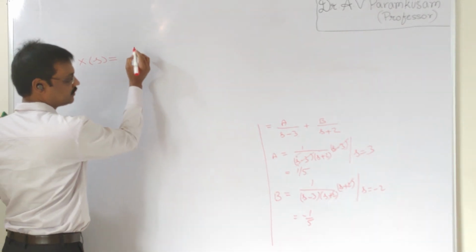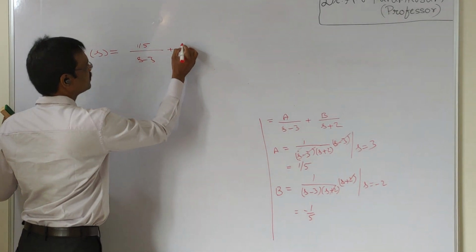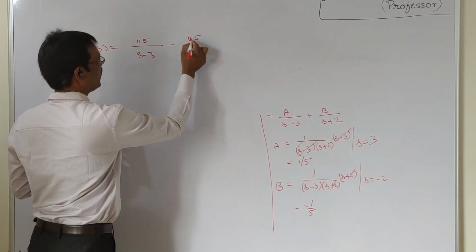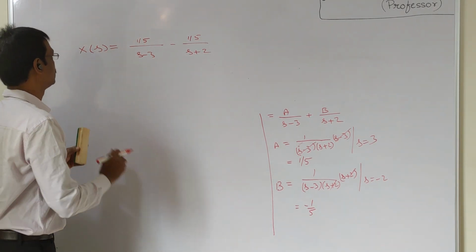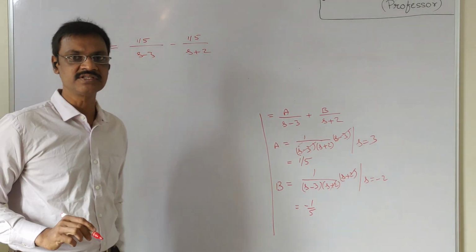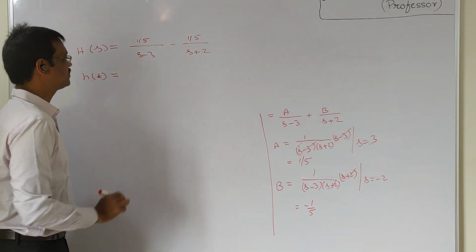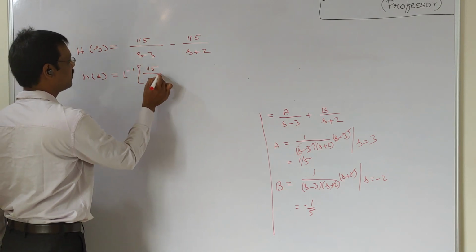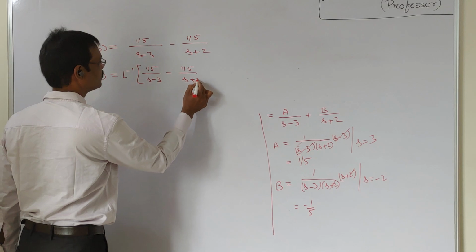So h of s is equal to 1 by 5 by s minus 3, plus b equal to minus 1 by 5, that is minus 1 by 5 by s plus 2. The inverse Laplace transform of h of s is equal to the unit impulse response h of t. H of t is equal to the inverse Laplace transform of 1 by 5 into 1 by s minus 3, minus 1 by 5 into 1 by s plus 2.